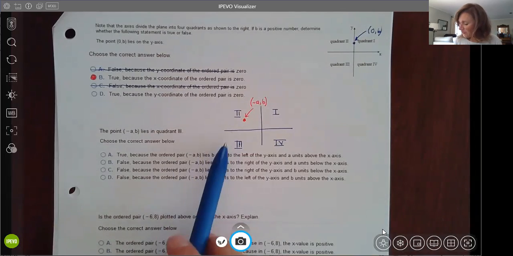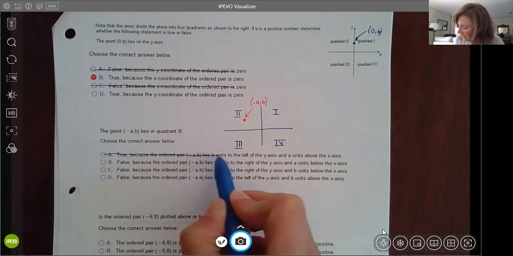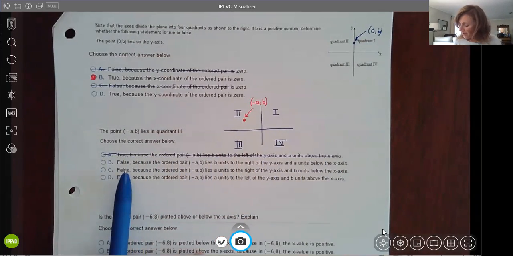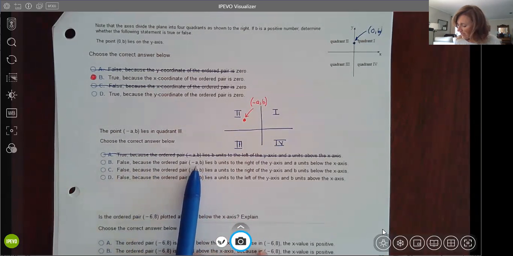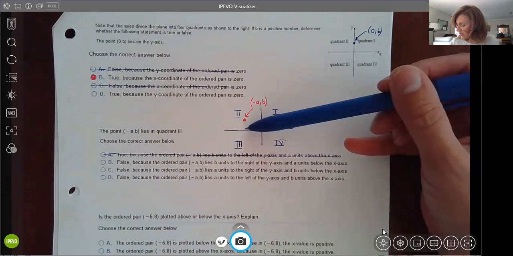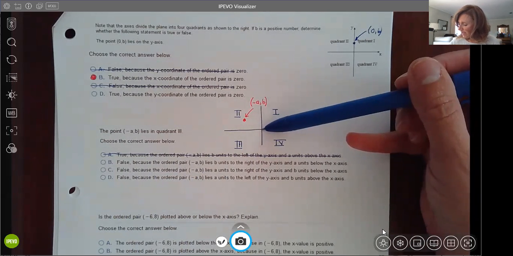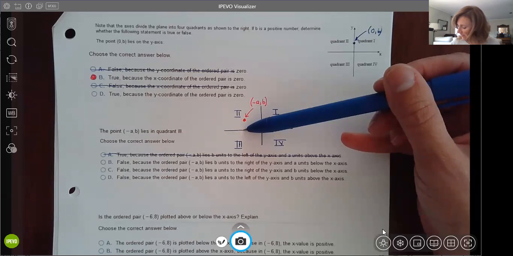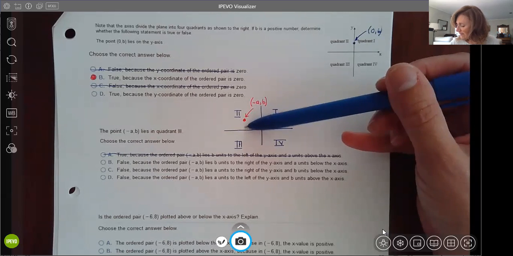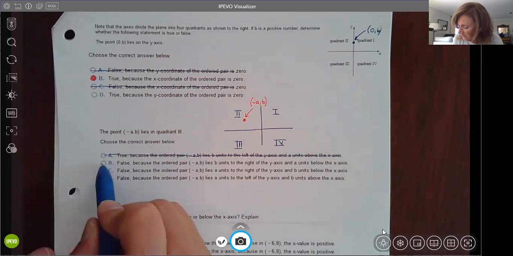So does this lie in quadrant 3? No, it's false. All right, so let's get rid of that one because we know that can't be true. False, because the ordered pair, -a, b, lies b units to the right of the y-axis. No, it's a units to the left, right? When we started here, we went a units to the left and made it -a. And then we go b units up, b units above the x-axis. So this one can't be. That's not true.